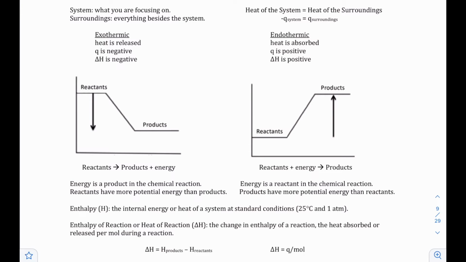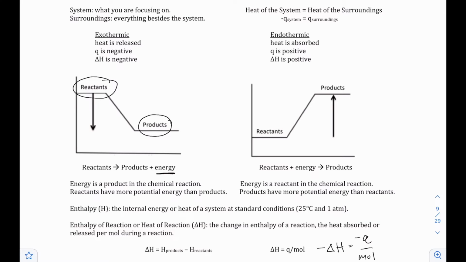In an exothermic reaction, heat is being released, which means Q is negative, and because delta H is Q over moles, negative Q means that you will have a negative delta H. Now, because you are losing energy in the reaction, you're going to start out with more energy in the reactants, and you'll have less energy in the products. And energy will be included on the right side of your equation because it is leaving the reaction.